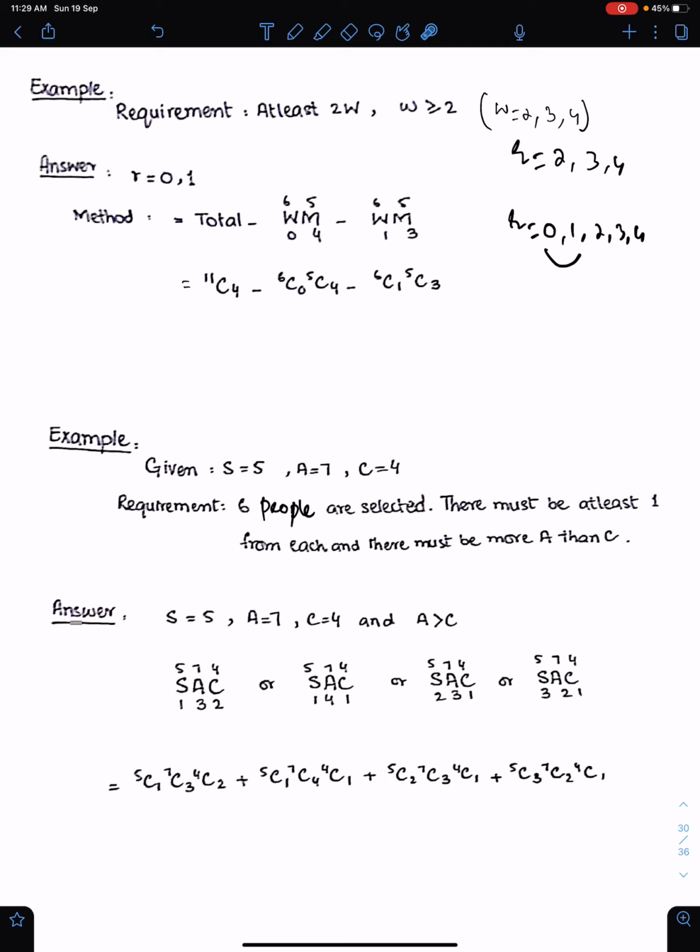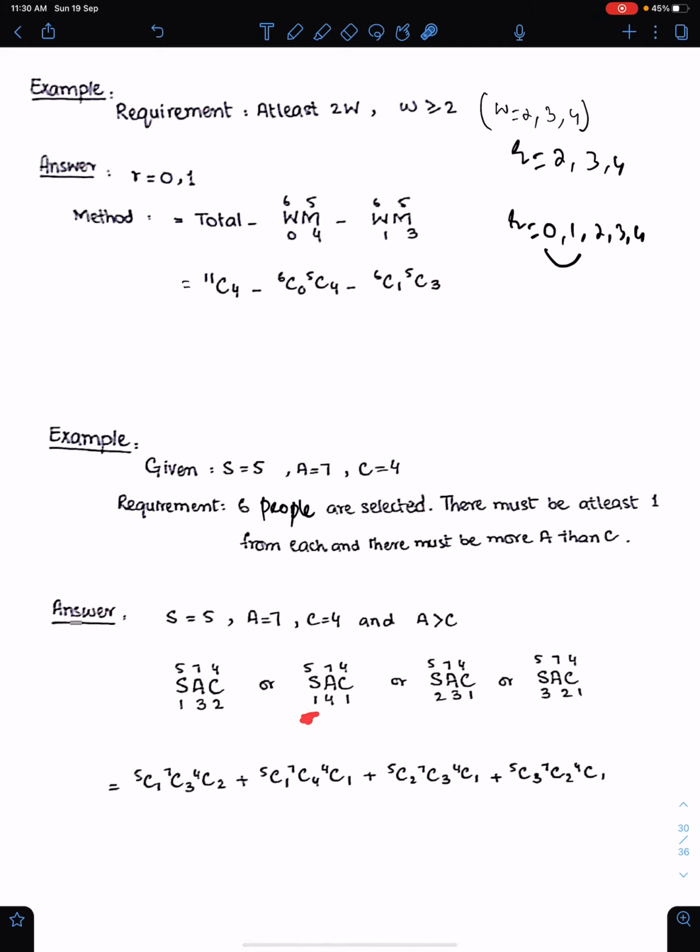Altogether we need 6. So we can have these options: one student, 3 adults, and 2 children. See, adults are greater than children, and we have at least one from each. So this will be 5C1, 7C3, 4C2.